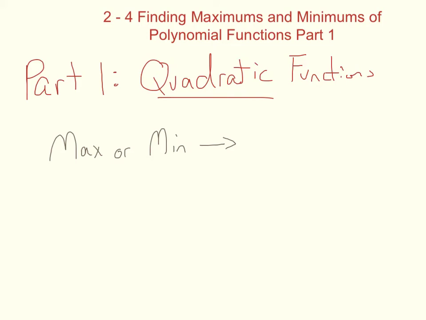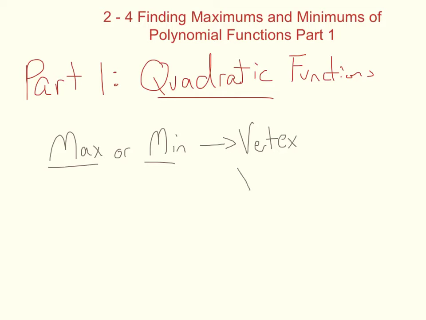Hello and welcome to Section 4 of Chapter 2, titled Finding Maximums and Minimums of Polynomial Functions. Now, this is just Part 1. In Part 1, we're only going to talk about quadratic functions. The graph of quadratic functions looks like a parabola. The maximum or the minimum value always happens at a special point called the vertex.